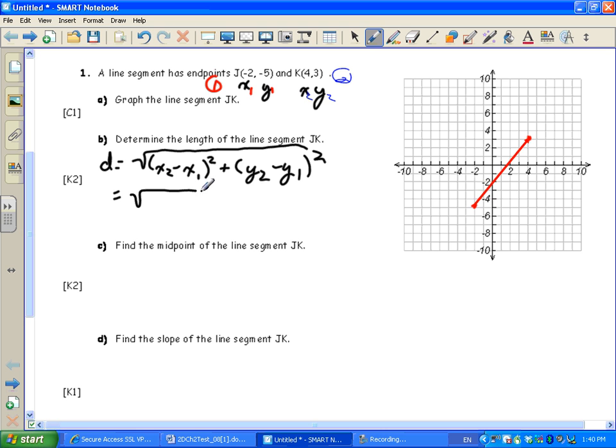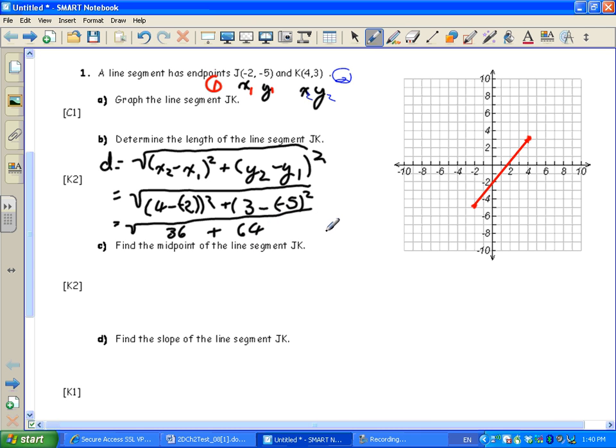So we get the root of x2 is 4, subtract x1 is -2, squared, plus y2 is 3, subtract y1 is -5, and we'll have to square that. So, square root of 4 subtract -2 is the same as 4 plus 2. 6 squared is 36. Plus 3 subtract -5 squared. Okay, 3 subtract -5 is 8. 8 squared is 64. 64 plus 36 is equal to 100, so the root of 100 is 10. So the distance of this line segment is 10 units long.